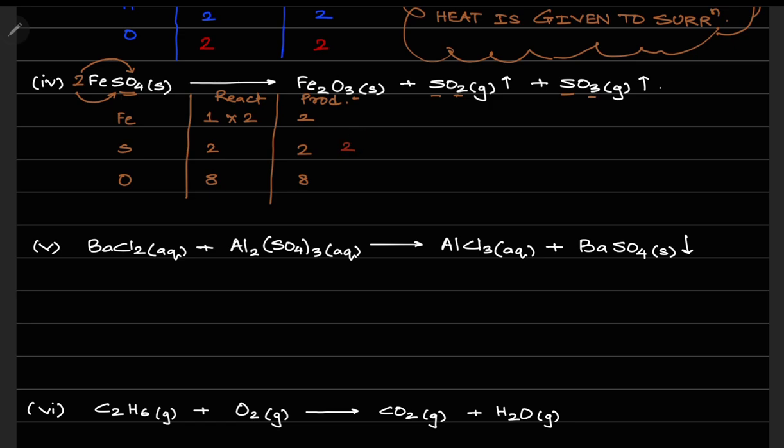So what was the final balanced equation? Over here I can just write the final balanced equation as 2FeSO4 gives, I'm not putting in the state symbols right now, Fe₂O₃ plus SO2 plus SO3. Now SO2 and SO3 both are gases, so obviously I'm not putting the state symbol, but I'm putting it with an arrow sign. Okay, let's go ahead with the next one.